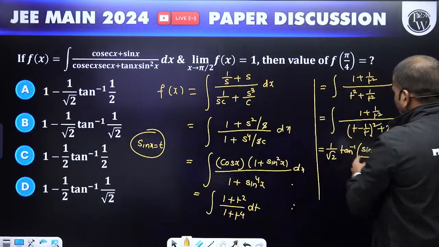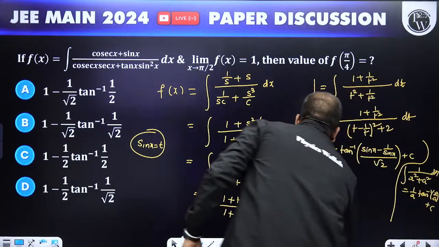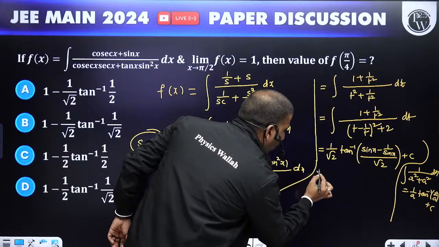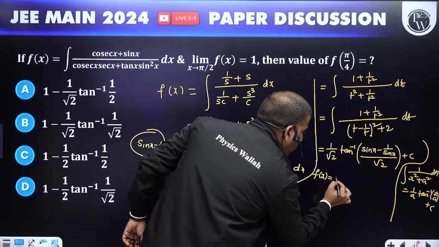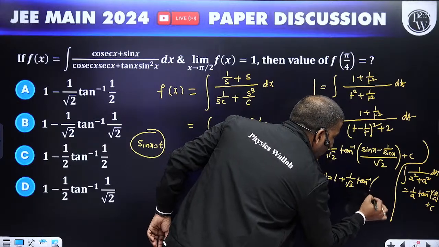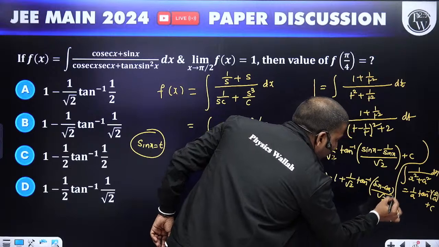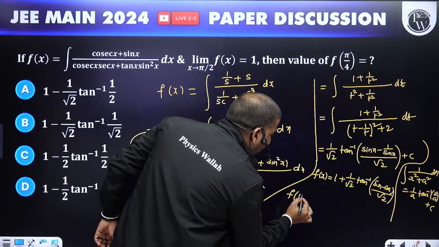So x is equal to pi by 2. What do you get? This is 1. This is also 1. It will become 0. Right? C will be equal to 1. C will be equal to 1. So that means what is f of x? F of x is equal to 1 plus 1 by root 2 tan inverse sin x cosecant x by root 2. But we want f of pi by 4.